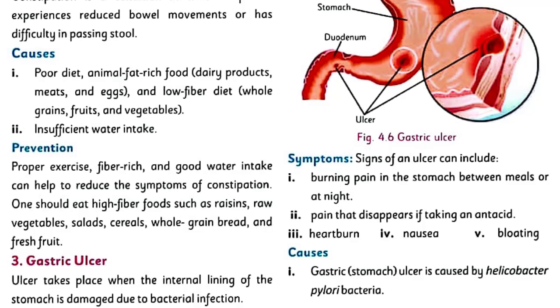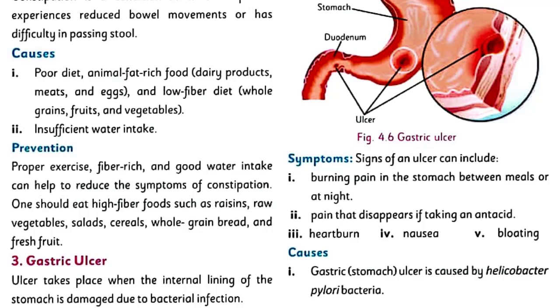Prevention. Proper exercise, fiber-rich food, and good water intake can help to reduce the symptoms of constipation. One should eat high-fiber foods such as raisins, raw vegetables, salads, cereals, whole-grain bread, and fresh fruit.